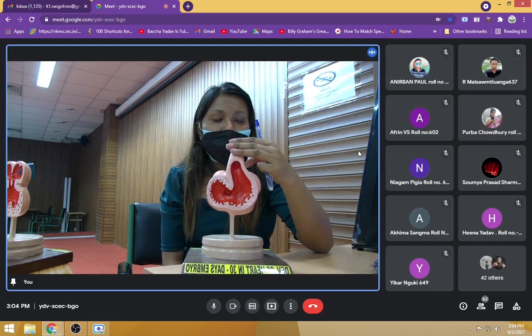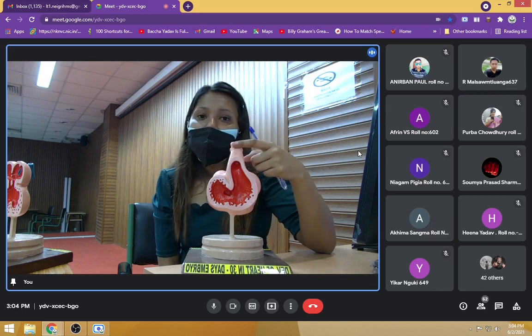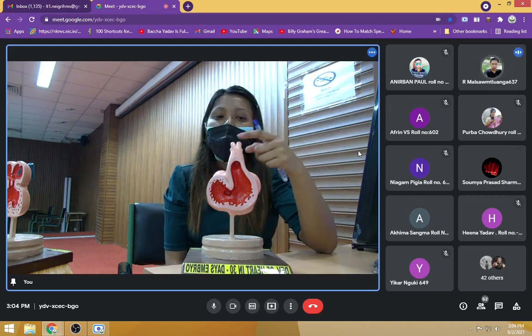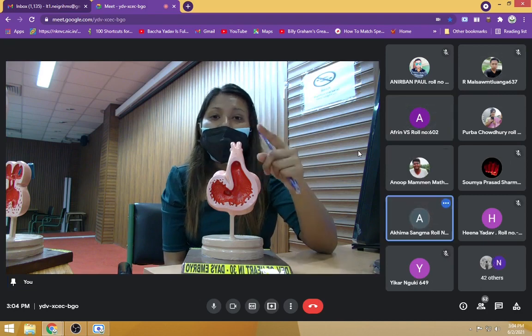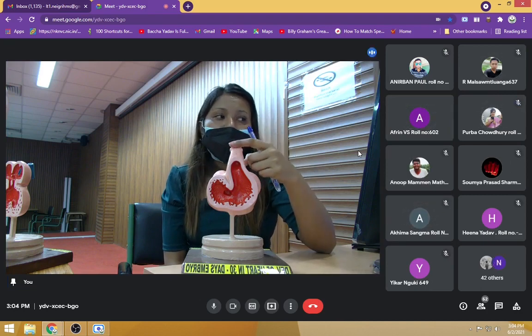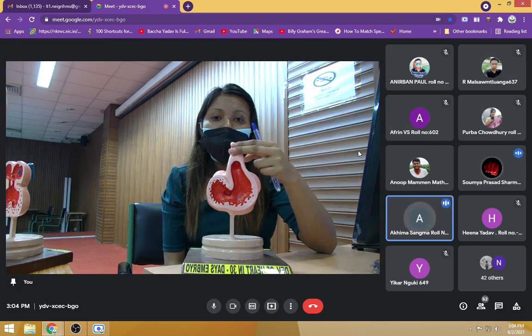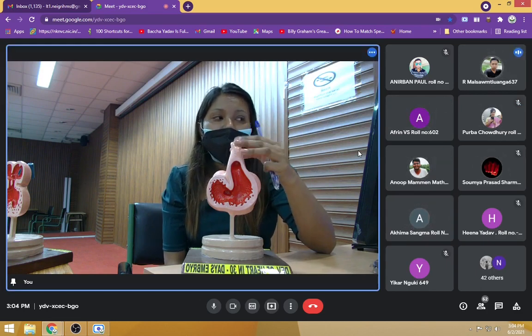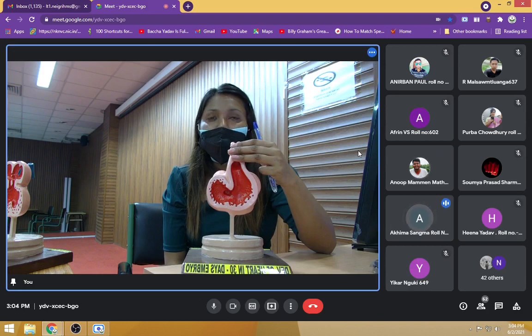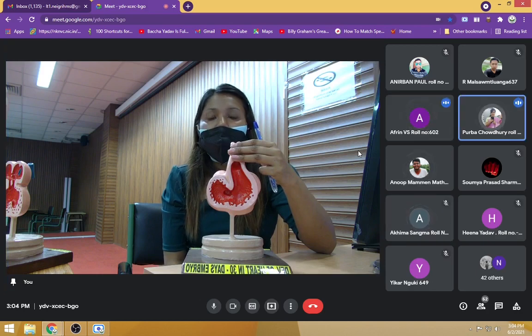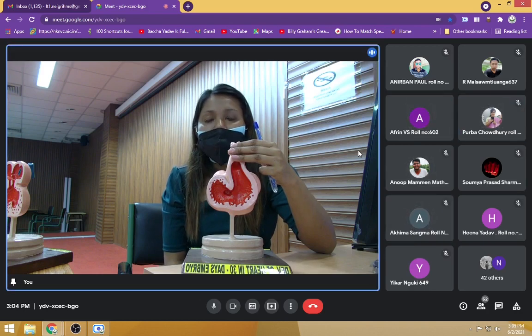The upper part is forming the outflow tract. What is the name of the upper part? Truncus arteriosus. What is the name of the middle part? Conus cordis. What is the name of the lower part, the third part? The proximal one third of the ventricle, the trabeculated part.